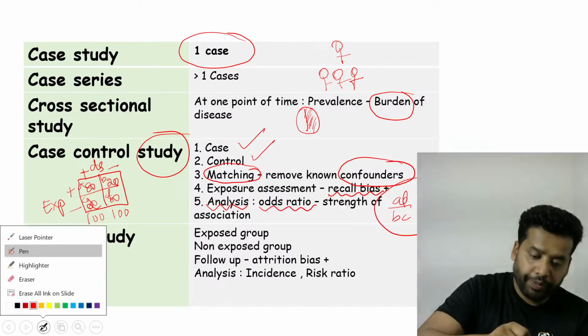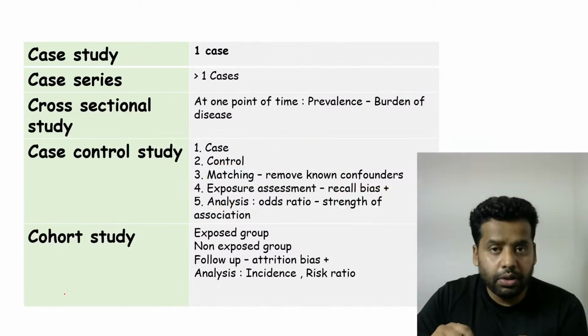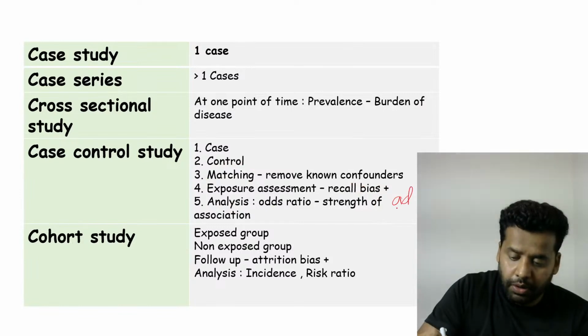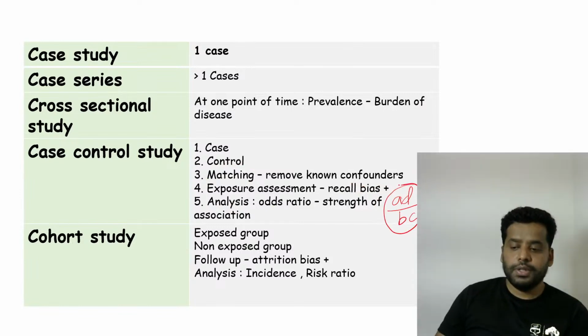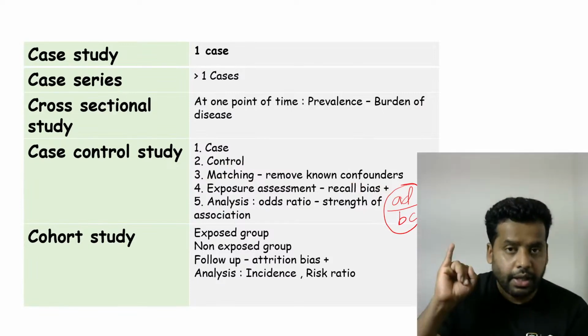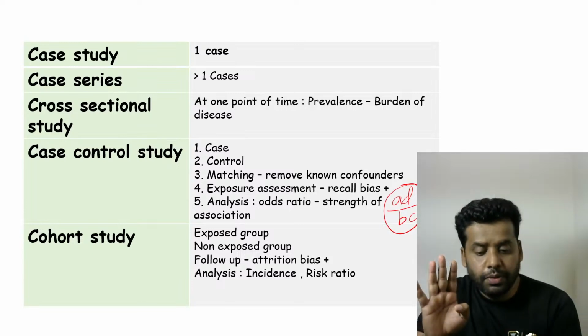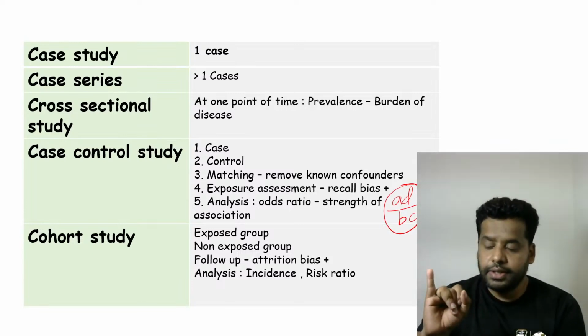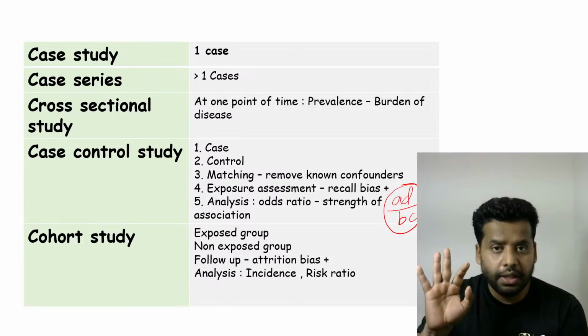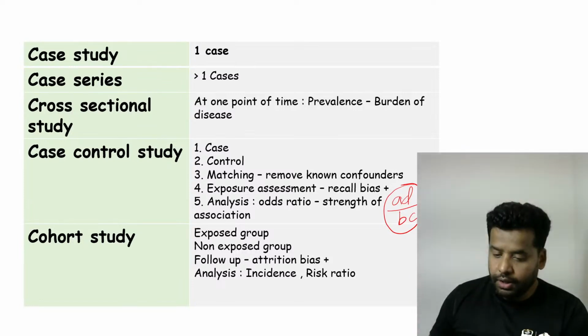So tell me how to calculate odds ratio. Cross product we take in the table, AD by BC. Total how many steps? Five steps. Case, control, matching, exposure, odds ratio.